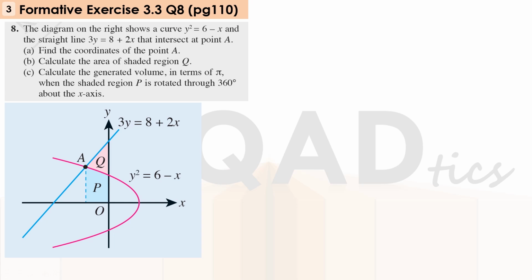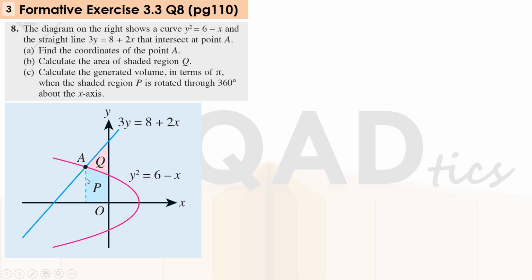Third question. In the diagram we have these two lines. One is the curve and one is the straight line, right? Here you can see that it intersects at point A. Now for part A, we need to find the coordinates of that point, right?